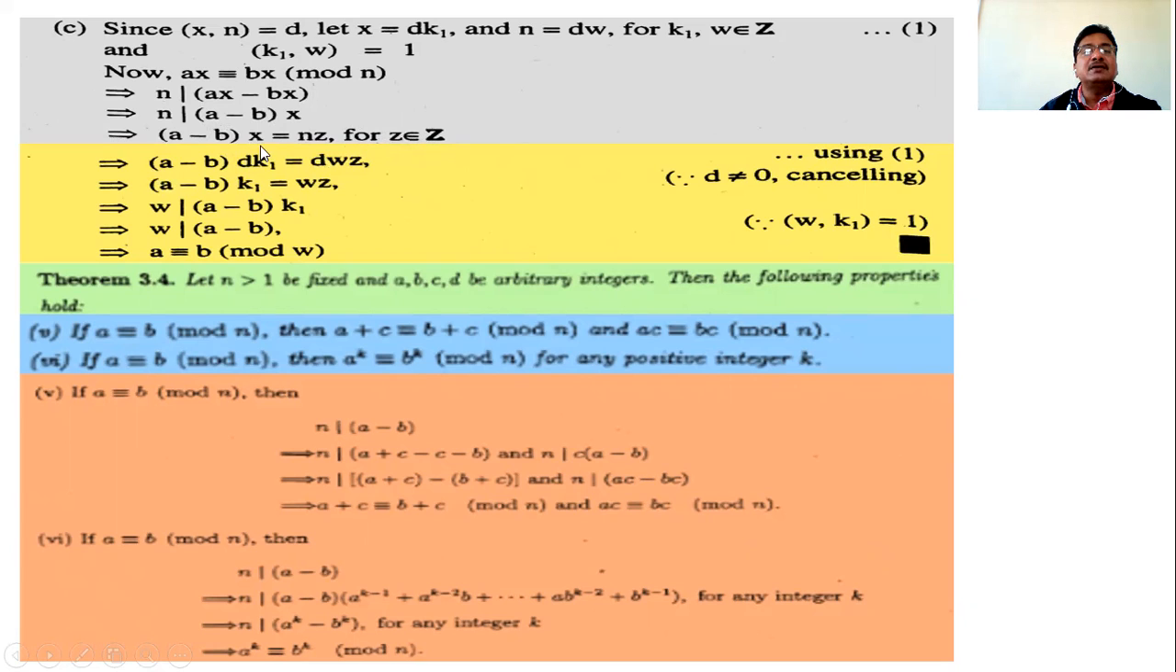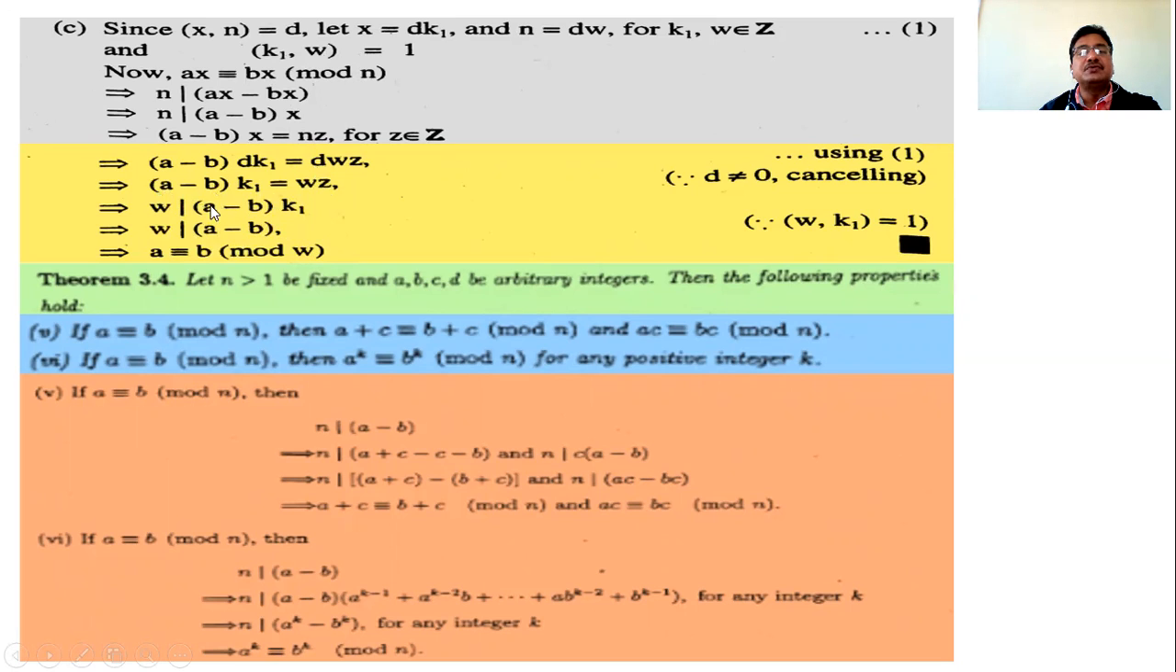Then substitute x as dk1, and substitute n as dw. So we have this equation, and cancel this d. We have (a minus b) k1 equal to wz. z is an integer, and this means (a minus b) times k1 is expressed in the form w times some integer, meaning w divides (a minus b) times k1. But the greatest common divisor of w and k1 is 1, and therefore w divides a minus b by using the corollary of Euclid's lemma.